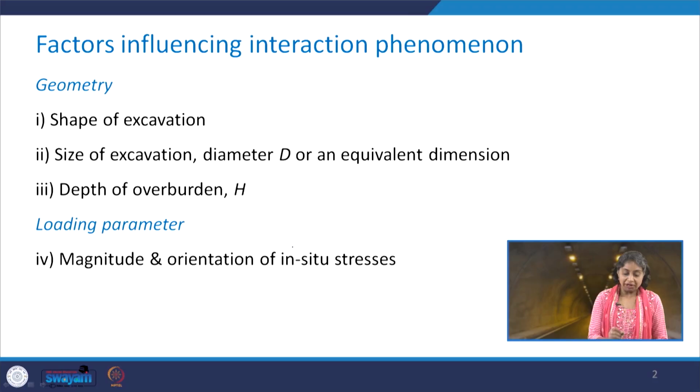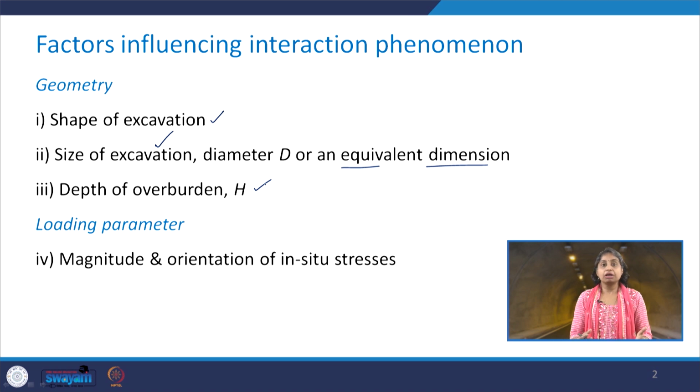So, as far as the factors influencing the interaction phenomenon are concerned, the first one includes the category related to geometry. So, when we talk about the geometry, it is the shape of the excavation, size of excavation. When we say size of excavation, it can be its diameter or an equivalent dimension of the excavation. Then comes the depth of overburden. By now you are aware of all these terms.